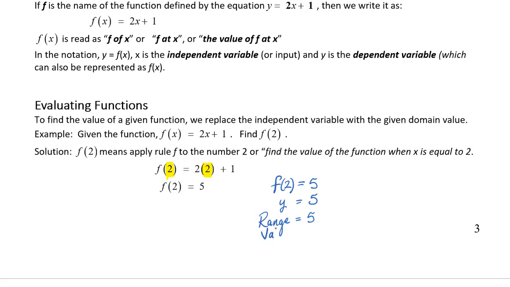And we have to make sure that we say range value, because if we say range, that implies a whole list of numbers. It could include a lot of numbers. So a range value is 5.